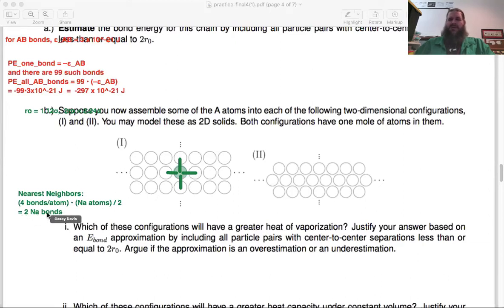But 1 mole of atoms is enormous. This is a colossal number of atoms. So the edge effects would be so insignificant, we can ignore them completely. So we now know the total number of bonds is 2 times Avogadro's number. And also, how would we figure out the energy of one of those bonds? Because we want to multiply the number of bonds times the energy per bond. So where can we find the energy of one of these bonds?